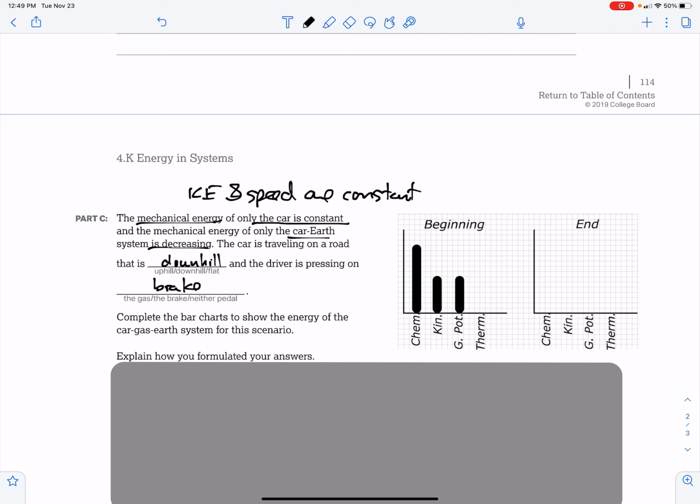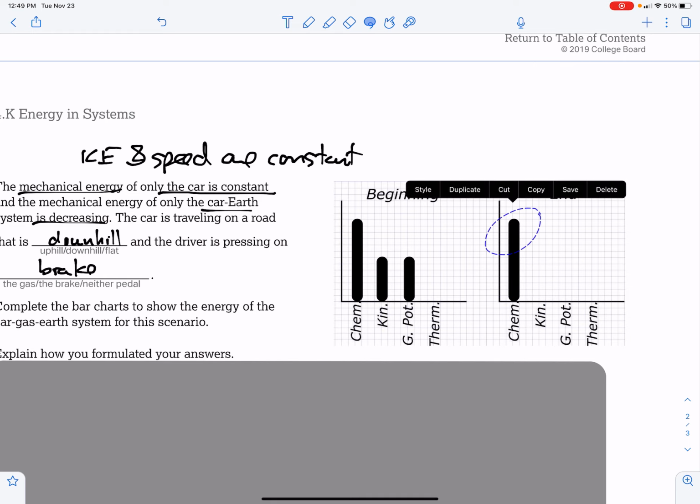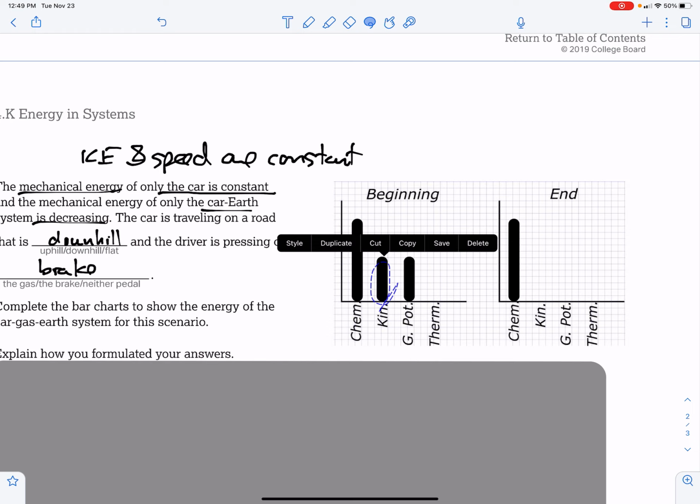Well, one thing, if I'm going downhill, right, I'm not pressing the gas pedal, then my fuel gauge should stay the same and my chemical energy should not change. So that's going to remain at about 13 units, okay? If my kinetic energy is staying the same because it's keeping the same speed, then my kinetic energy should remain the same amount. Okay, but my potential energy's gone down significantly as I go downhill.